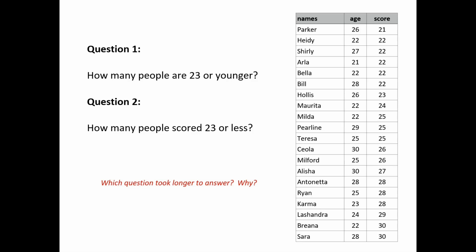To answer the question about age, you had to look at every single number. I had to check out the 26, the 22, and so on, 22, 28, all the way down to the bottom in order to answer that question. When I recognized that the scores were sorted, I could stop. As soon as I got to Hollis here, he's got a 23. Everyone else has a number bigger than 23. So it takes approximately 1/3 the time to figure out the score after I recognize it's sorted.